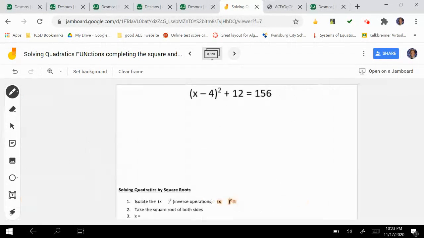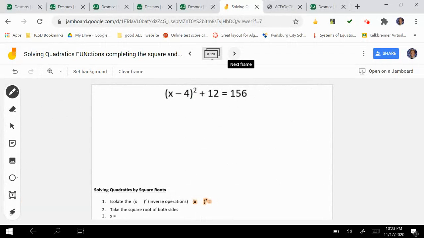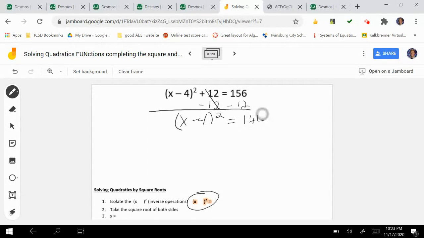Let's practice one more. So again, we need to isolate and make it say that binomial squared equals. So the first thing I need to do is say it's not by itself. So I'm going to subtract 12 from both sides because this now cancels out. So now I'm left with x minus 4, the binomial being squared, making the perfect square trinomial, equals 144.